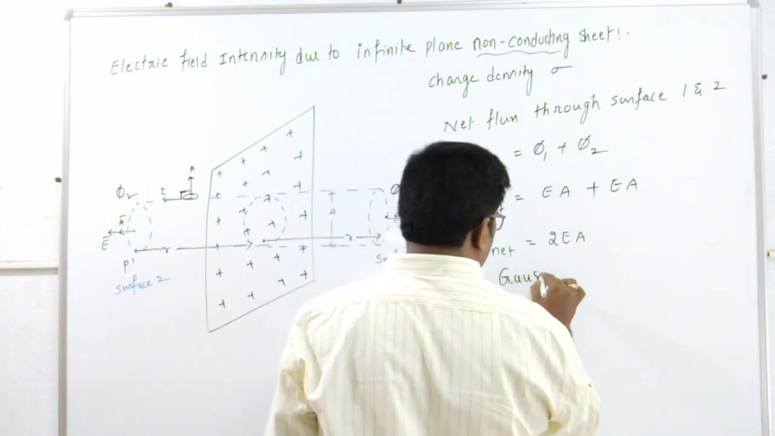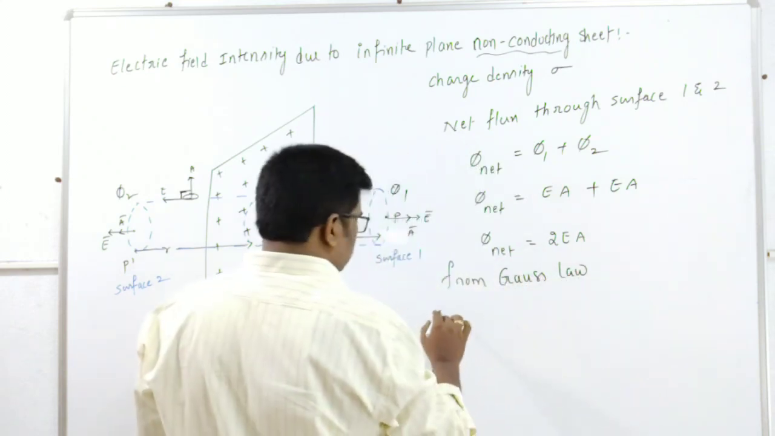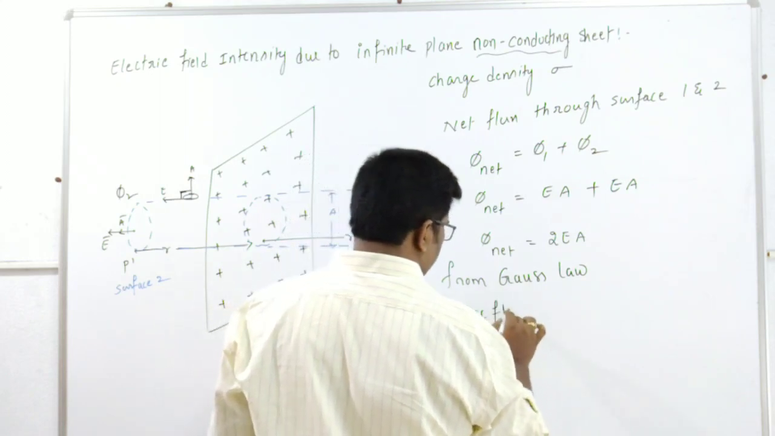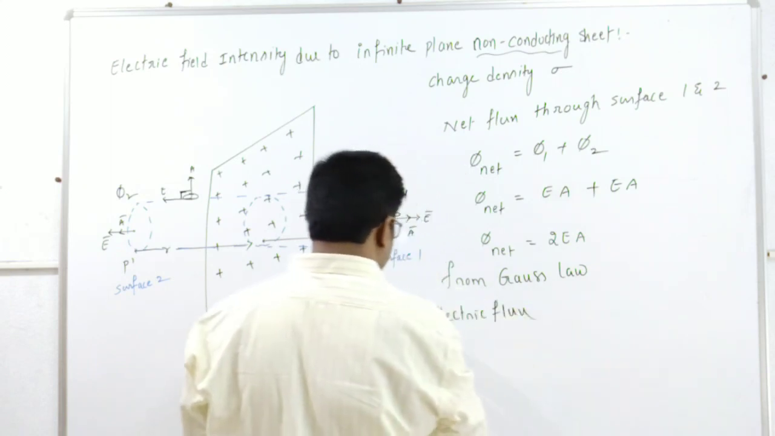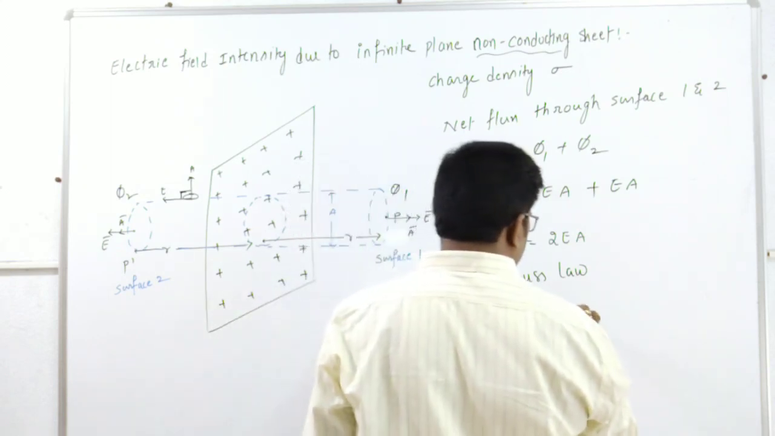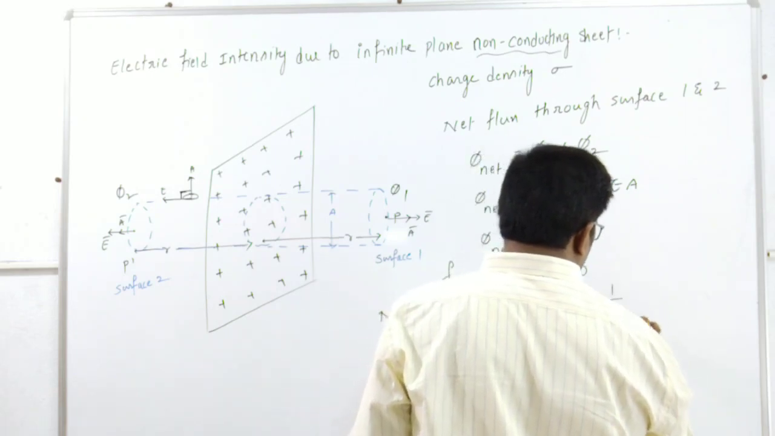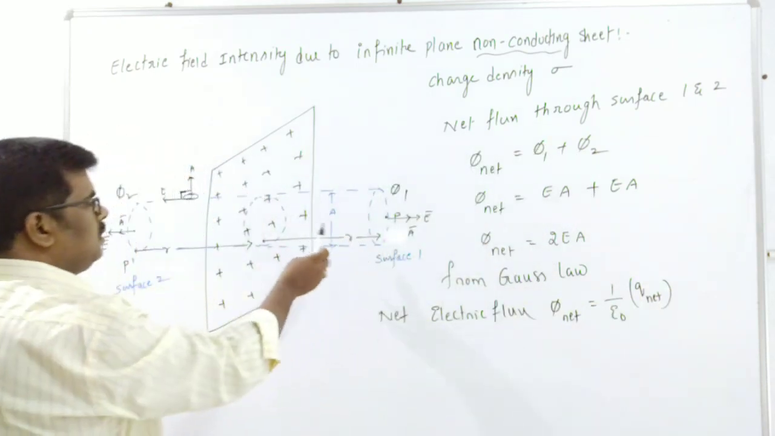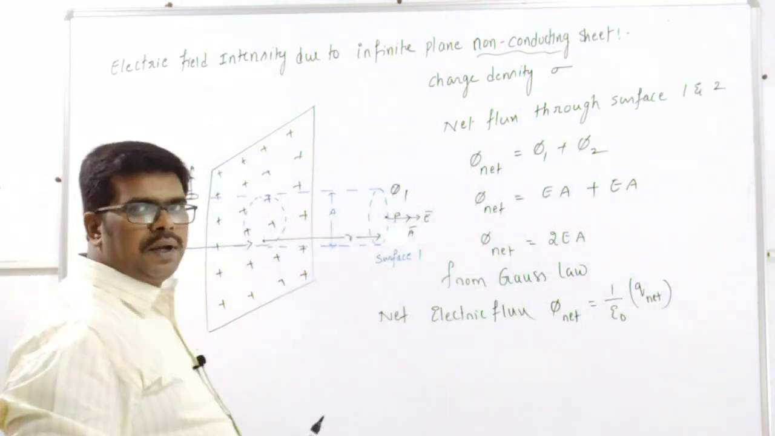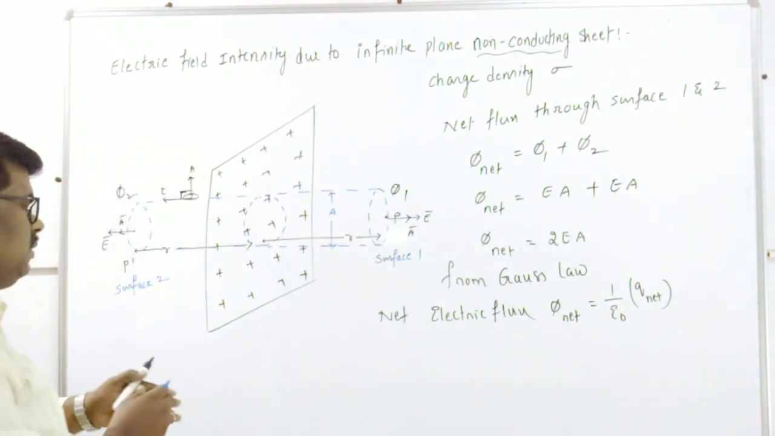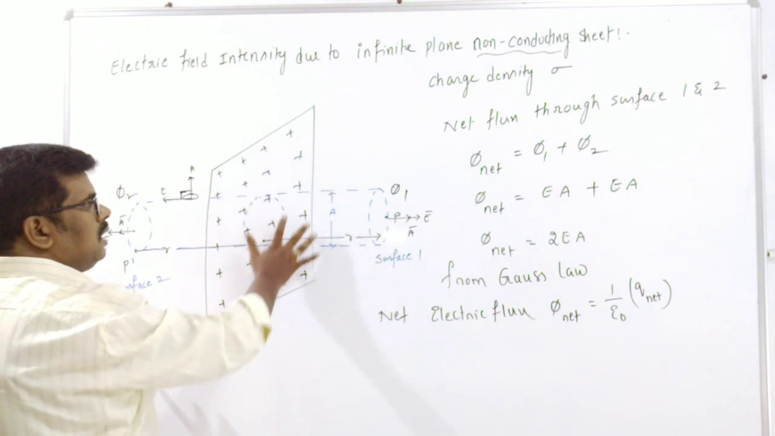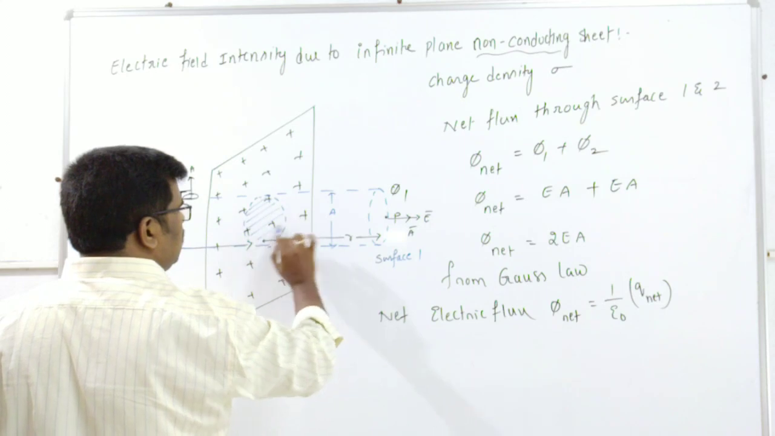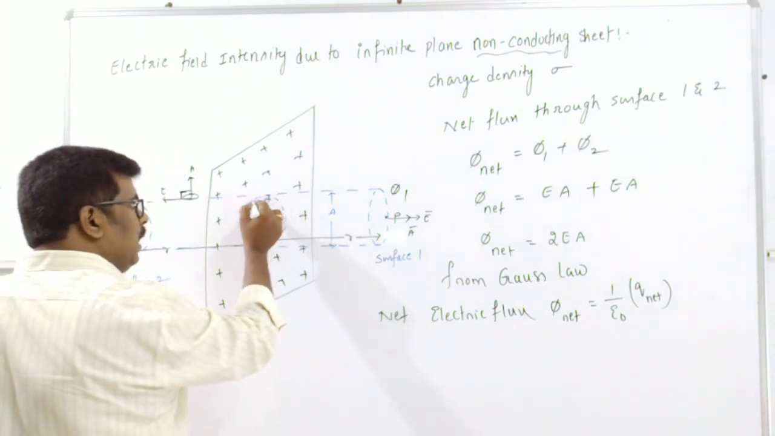from Gauss law, the total electric flux, the net electric flux, phi net, equals 1 by epsilon naught times the charge enclosed by the closed surface. What is it here? The charge enclosed by this Gaussian surface needs to be considered. Charge enclosed by the Gaussian surface means we don't need to consider the entire charge of the sheet. We only need to consider the charge enclosed by this part only.